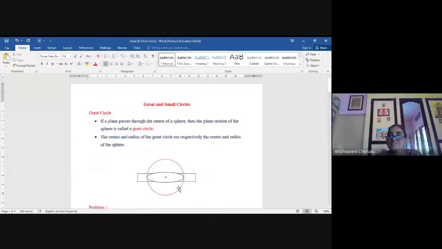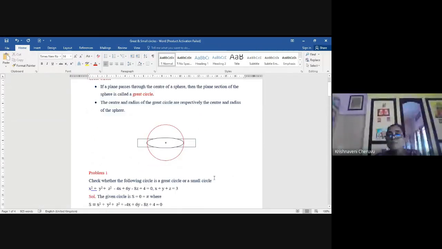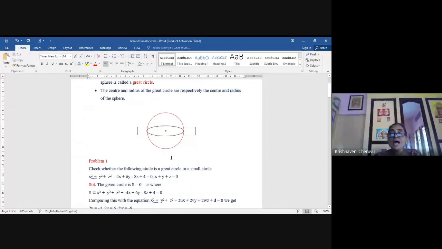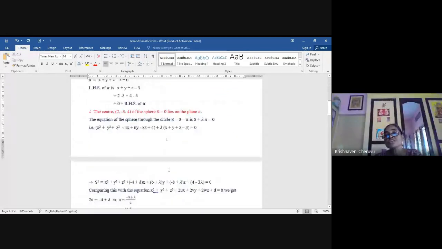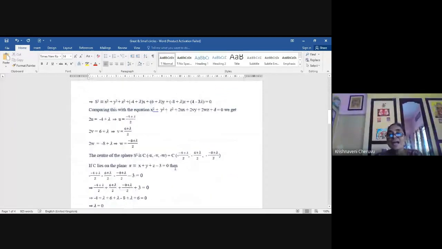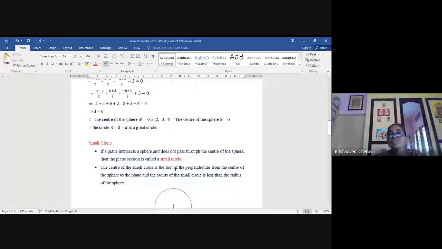Actually, we are given a sphere and a plane, both are intersecting in a circle. So you are now identifying the equation of the sphere which passes through this circle. The equation of the sphere S dash which passes through the circle is same as the equation of the given sphere, girls. Means the centers of the given sphere and the sphere which is passing through the given circle are the same, so you can conclude that the given circle is a great circle.